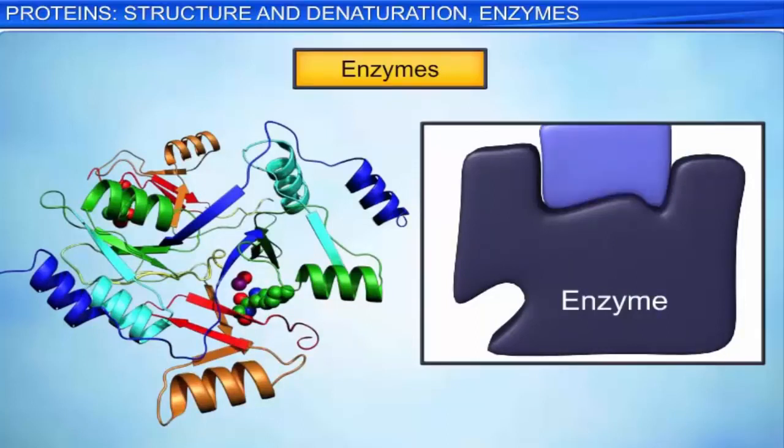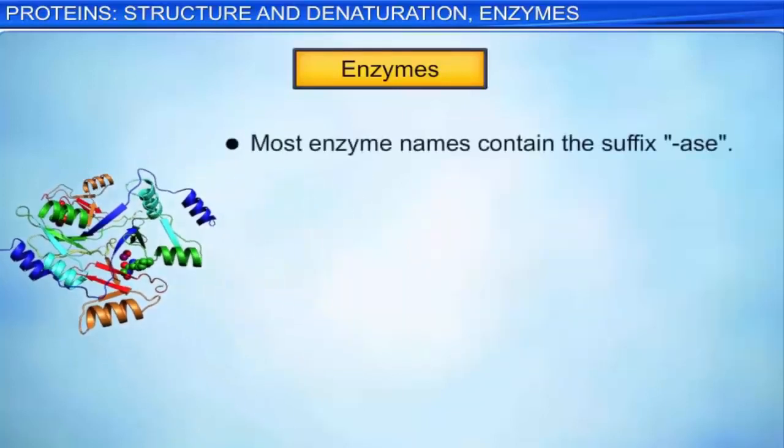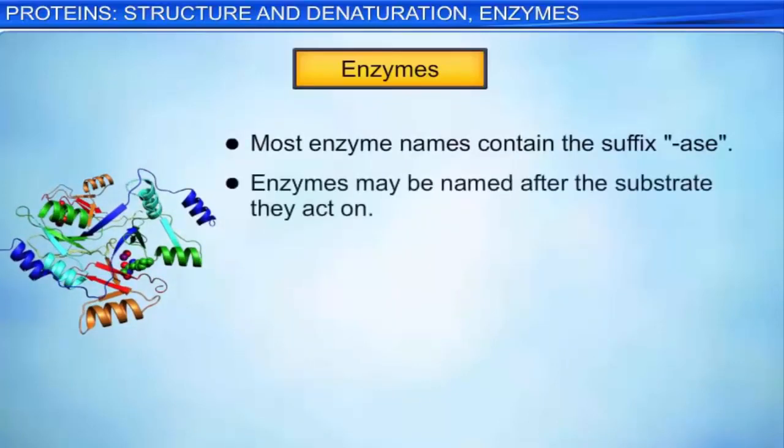Most enzyme names contain the suffix -ase. Enzymes may be named after the substrate they act on. For example, the enzyme maltase catalyzes the hydrolysis of maltose to form 2 molecules of glucose.